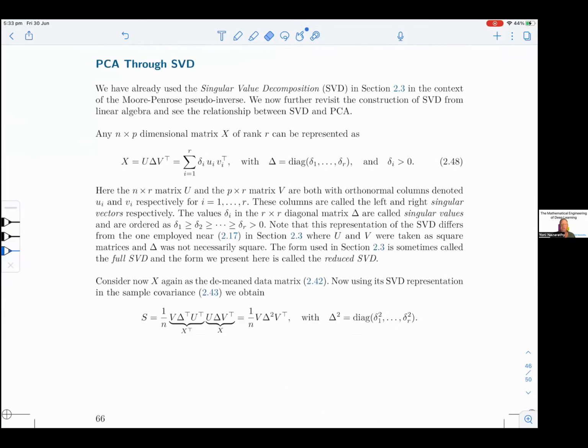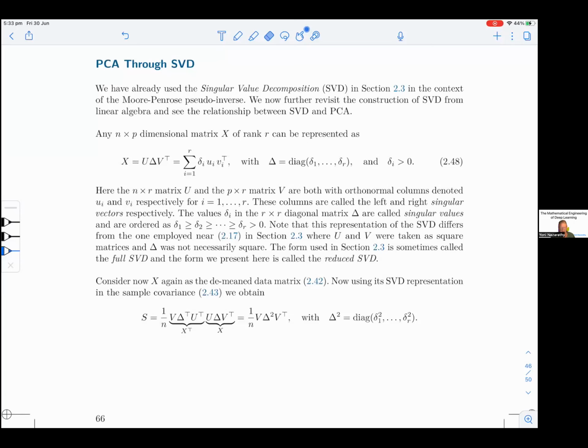PCA through SVD. We've already used the singular value decomposition in section 2.3 in the context of the Moore-Penrose pseudo-inverse. We now further revisit the construction of SVD from linear algebra and see the relationship between SVD and PCA.